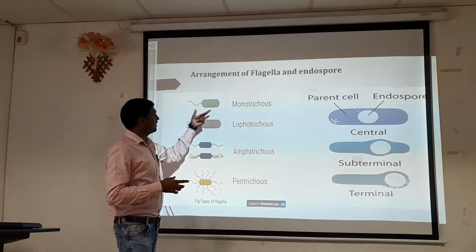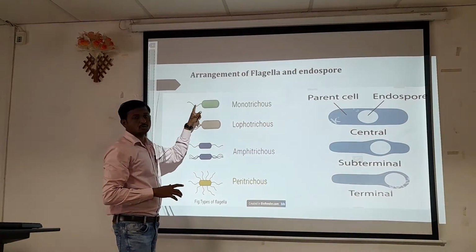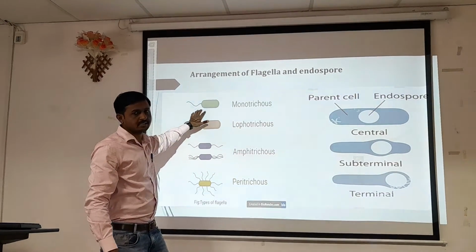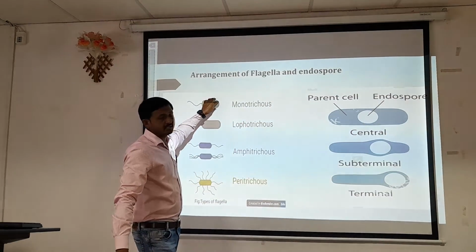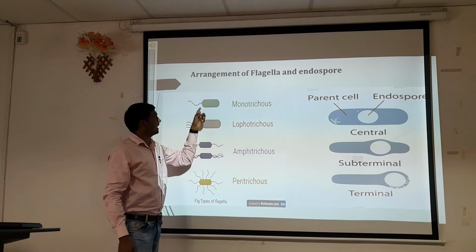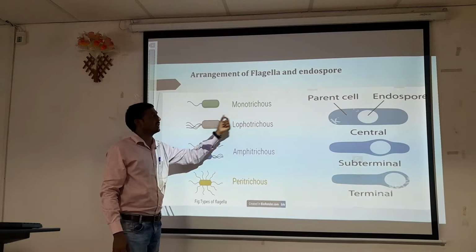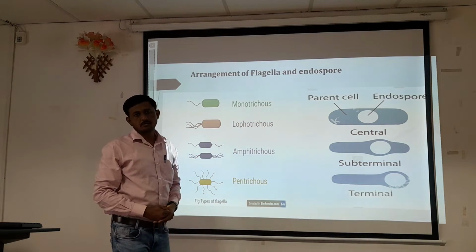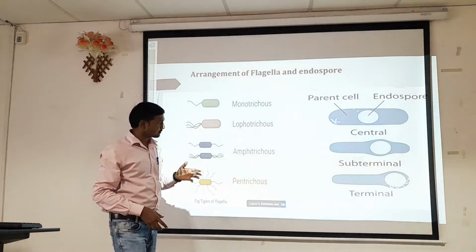If a bacterial cell possesses a single flagellum at one end, that bacterial cell or the flagellum is called monotrichous flagella. If a bacterial cell, whether it is a bacillus, possesses a single flagellum at only one end, that bacterial cell or the flagellum is called monotrichous flagella. So it is another group of bacteria.